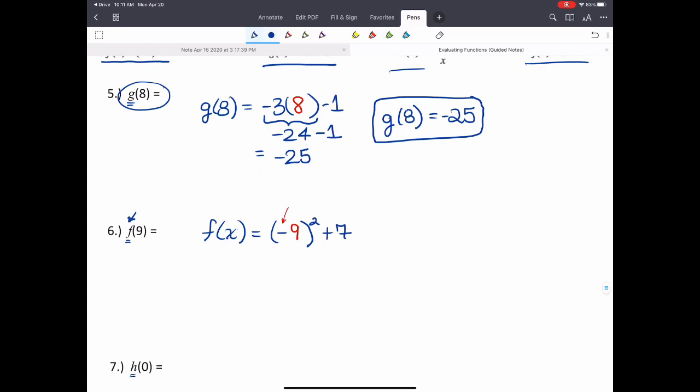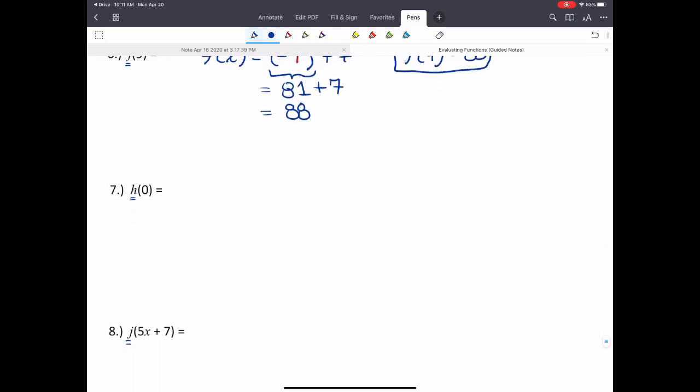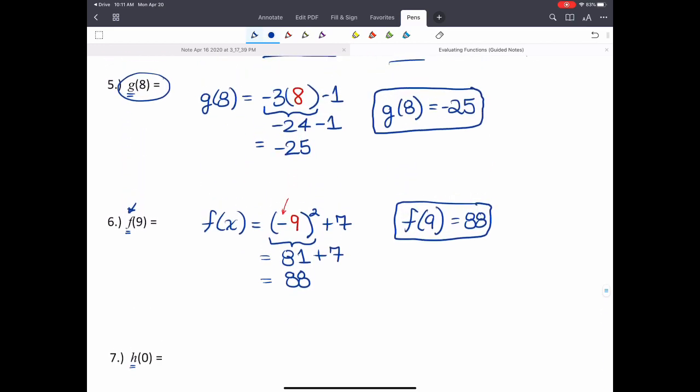So negative 9 squared is 81. And then 81 plus 7 is going to be 88. So there you go. So the f of 9 equals 88. See how easy this is? Let's keep going though. Let's make sure we touch all the bases here.